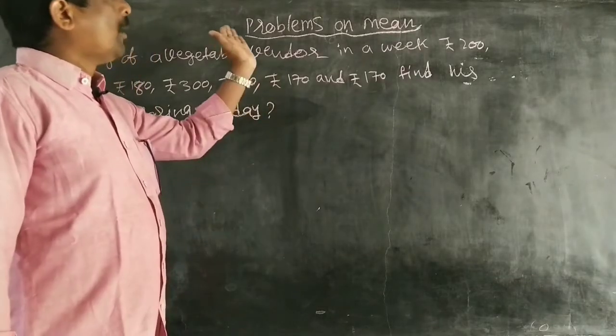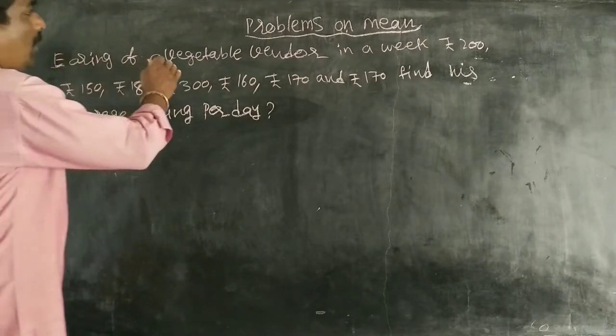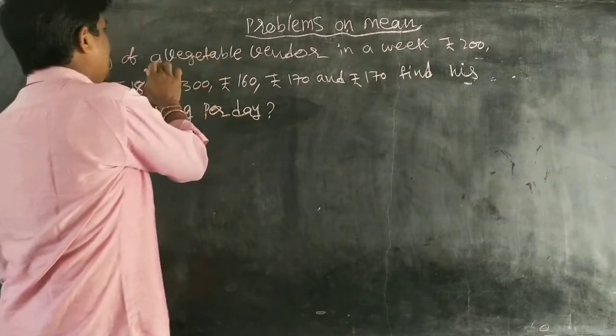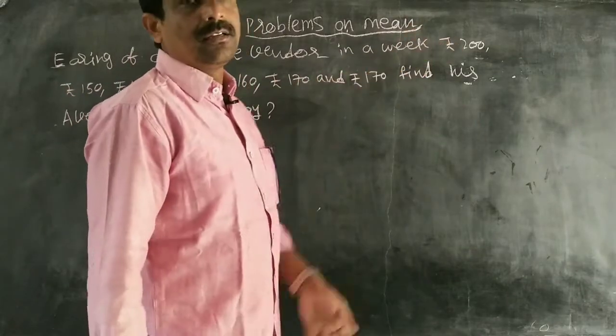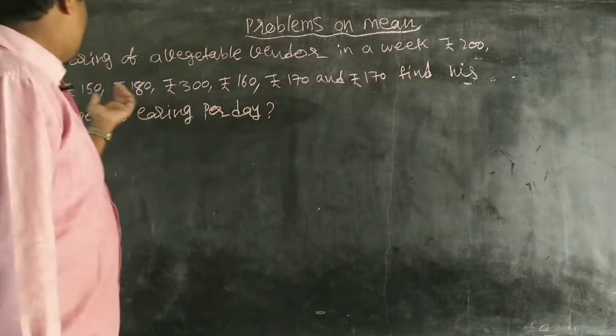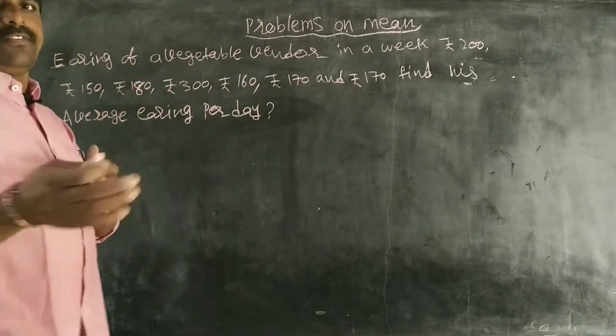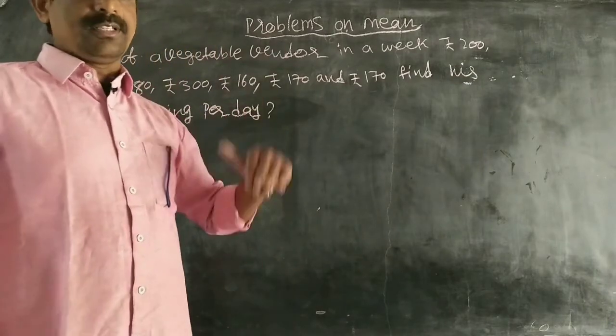Next, problems on mean. Earning of a vegetable vendor in a week. You have 7 days, so one day 200, another 150. The vendor's business is not fixed, so it regularly goes up and down.